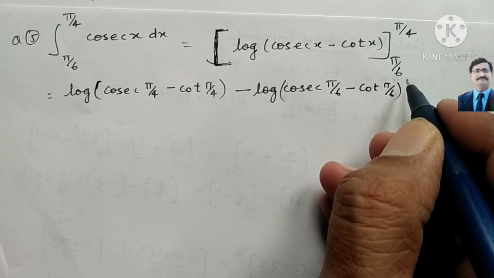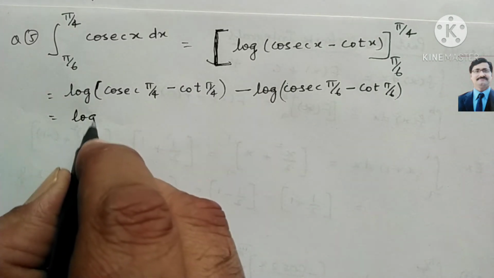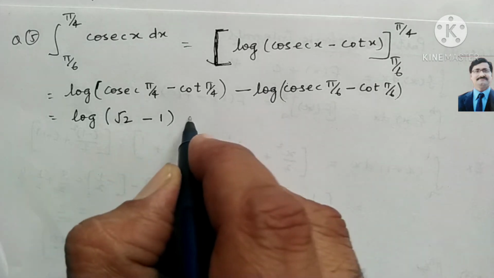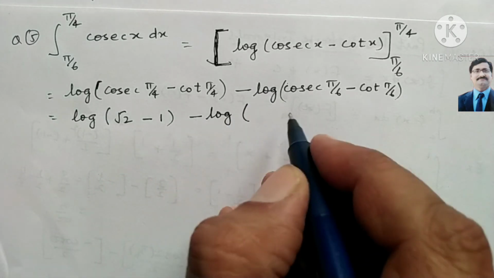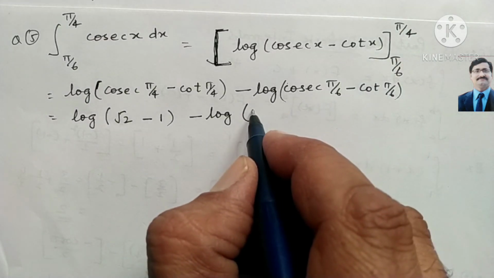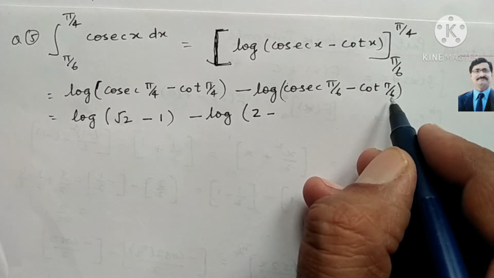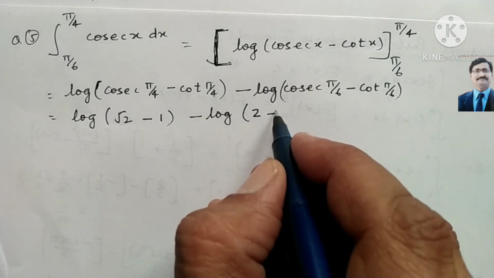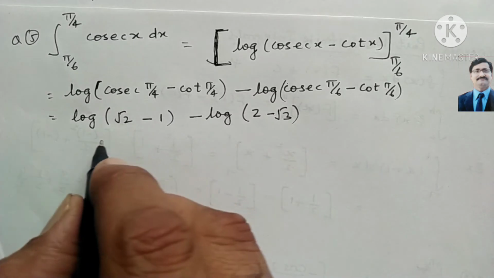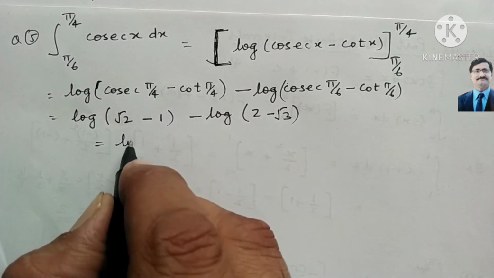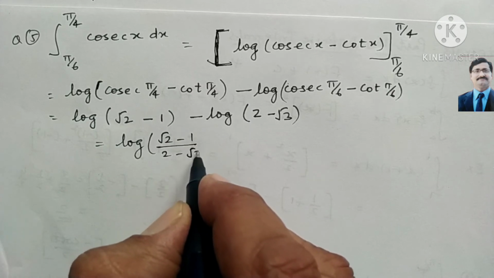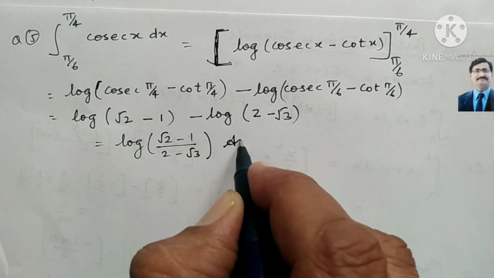Okay, now log of cosec pi by 4, we have root 2, cot pi by 4 is 1, minus log of cosec pi by 6, which means cosec 30 degree, we have 2, and cot pi by 6 means cot 30 degree, we have root 3. And log m minus log n we know already is log m upon n, so we have root 2 minus 1 upon 2 minus root 3. So this is our answer.